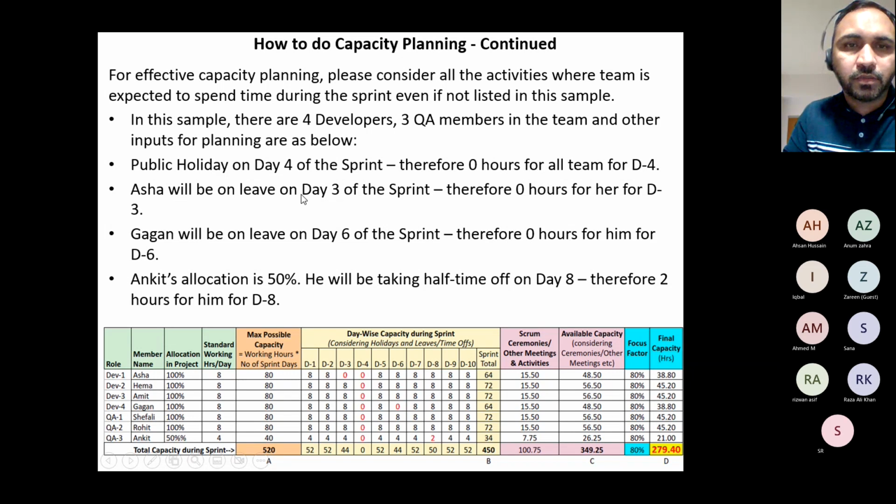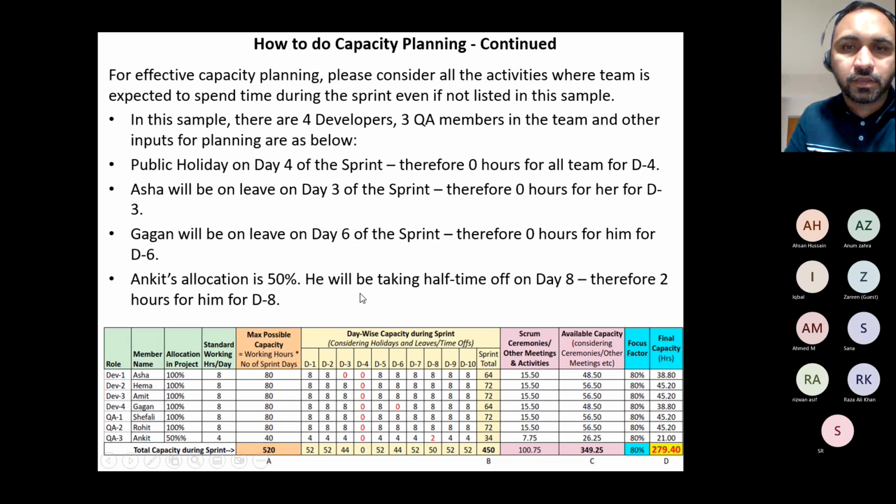I skipped Asha actually. She will be on leave on day 3, so we put 0. This is again a really crystal clear example of doing great capacity planning. You can even put in your formulas and connect those as well. They can flip the numbers right away.